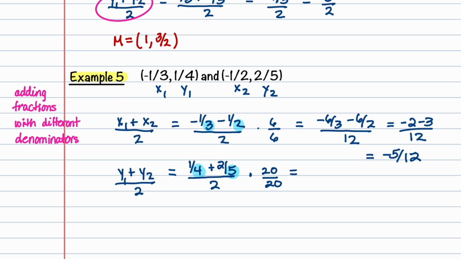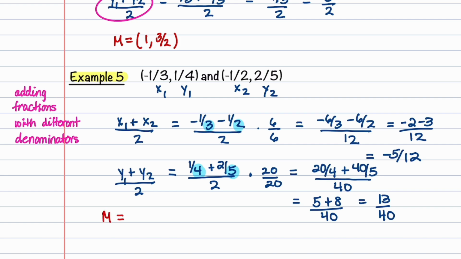This gives us 20 divided by 4 plus 40 divided by 5, all divided by 40. 20 divided by 4 is 5, and then 40 divided by 5 is 8. So we have 5 plus 8 divided by 40, which is 13 divided by 40. We can then write our midpoint as the point minus 5 divided by 12, and then 13 divided by 40.